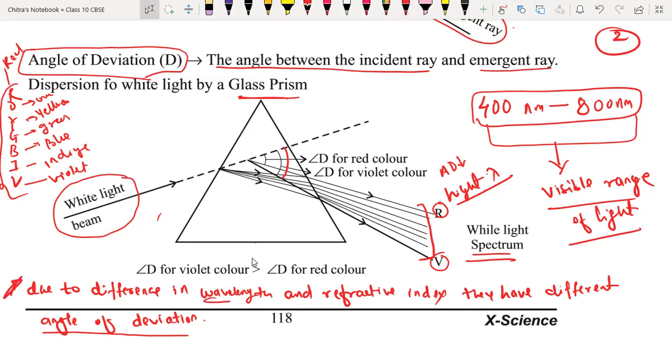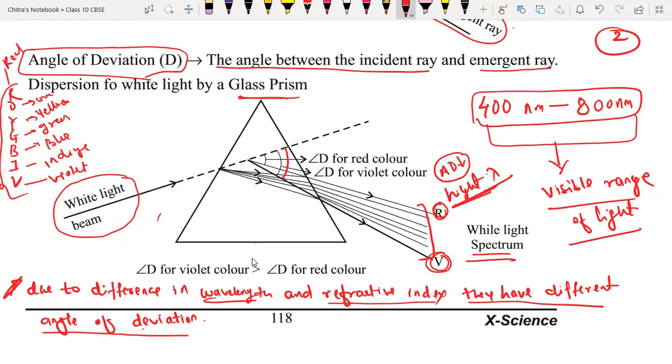Due to the difference in wavelength and refractive index, all the 7 colors have different angles of deviation. That's why we get the 7 colors in the form of a separate spectrum, because they have different angles of deviation. The red color has the highest wavelength and the lowest angle of deviation among all the 7 colors, and the violet color has the lowest wavelength and the highest angle of deviation.